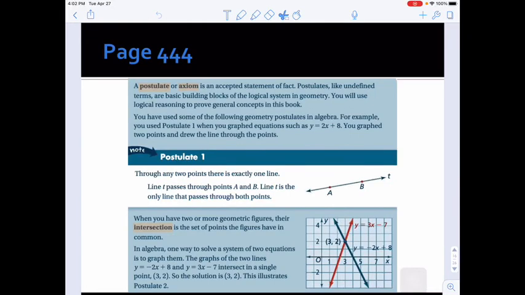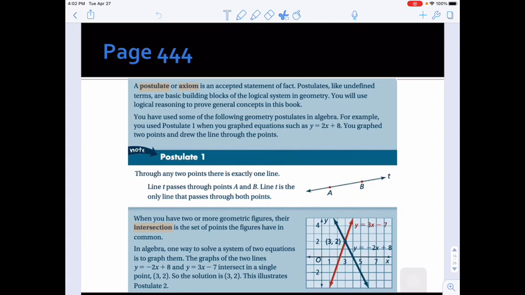Section 7.2, Example 3 on page 444. A postulate or axiom is an accepted statement or fact. Postulates, like undefined terms, are basic building blocks of the logical system in geometry. You will use logical reasoning to prove general concepts in this book. You've used some of the following geometry postulates in algebra.